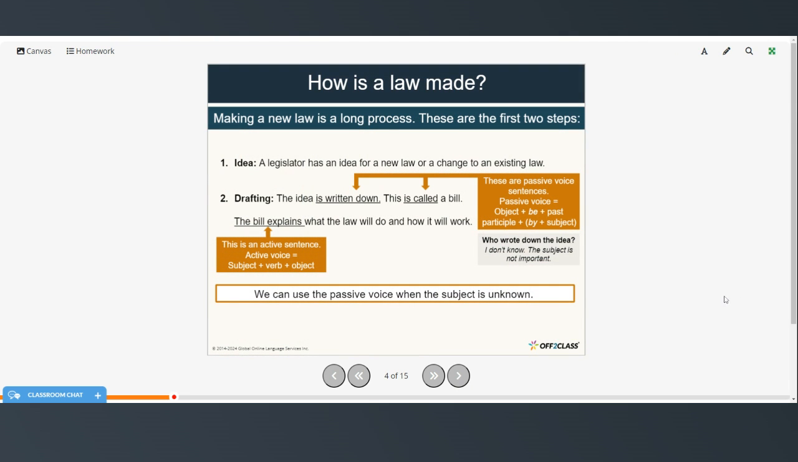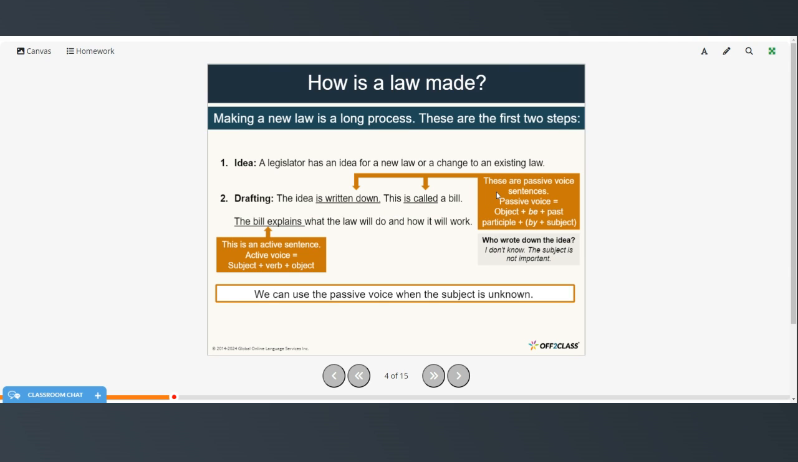So how is a law made? Well, making a law is a long process, and these are the first two steps. It starts as an idea. A legislator has an idea for a new law or a change to an existing law. And then we have drafting the law. The idea is written down, and this is called a bill.